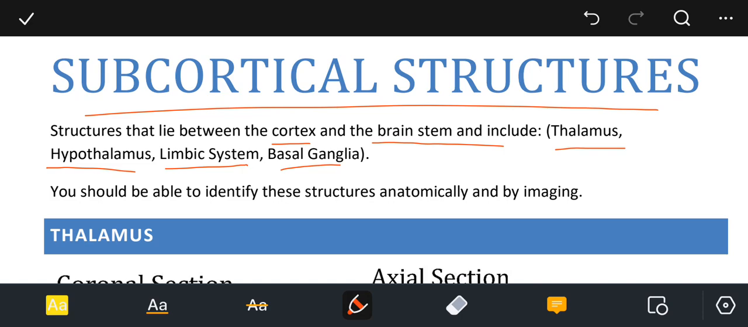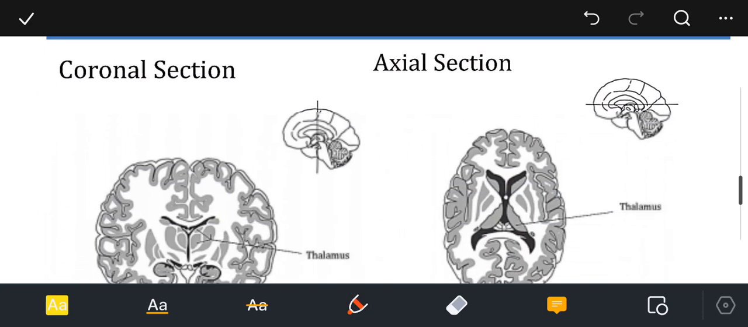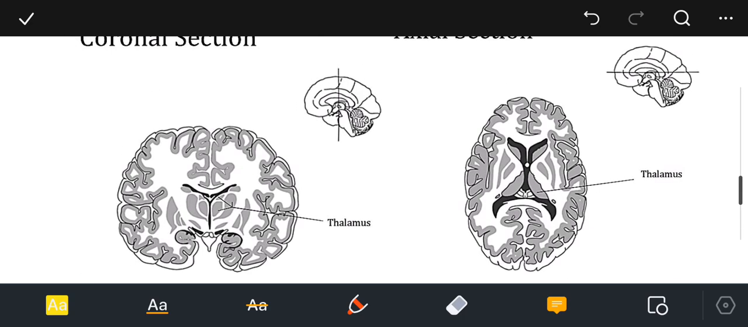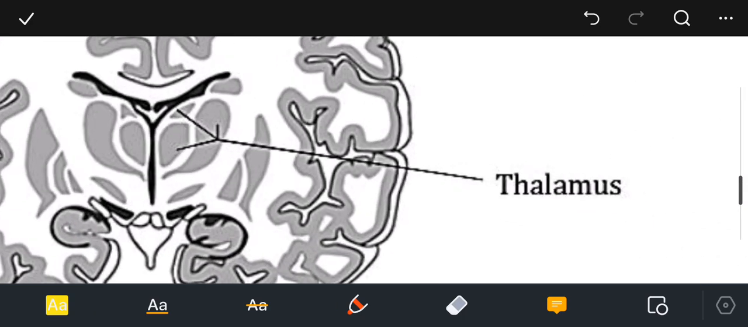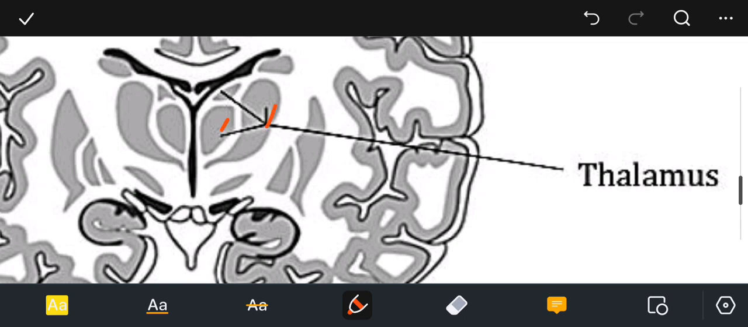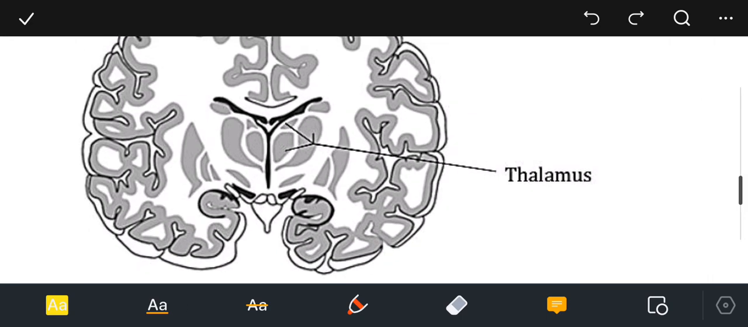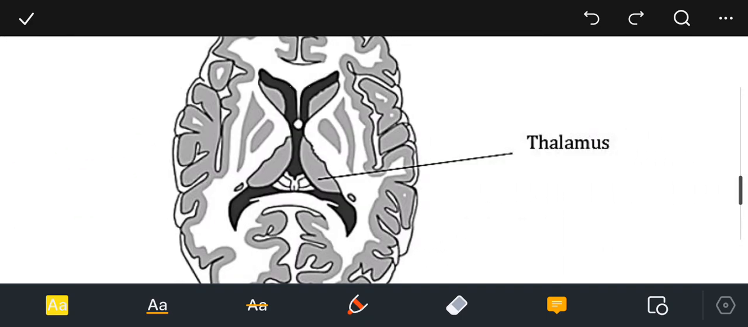You should be able to identify these structures anatomically by imaging. So when we do the imaging, all of these structures, this and this, all three, are called the thalamus. Because the thalamus is a group of nuclei, there are multiple subsets of nuclei present in the thalamus. We'll study most of them in First Aid.